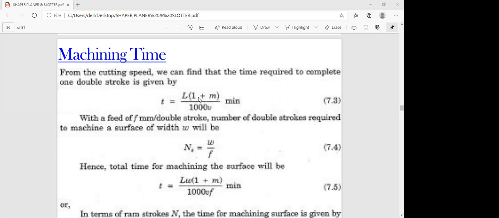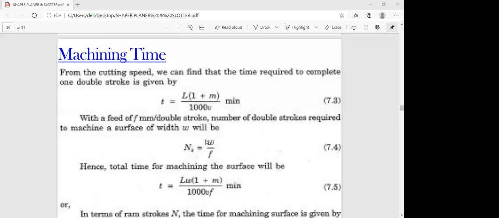So already we have seen this particular derivation, where we have now done the one problem related to this LB. Here sometimes they take W and B. Don't worry about that, but stick to the standard notations. Here he has taken from the cutting speed, the machining time. What is the time required to complete one double stroke? Because it is a double stroke, you have to not take a single stroke. So here T is equal to L into 1 plus some K or M, over 1000 V, that is common. V is a standard notation for the cutting speed.